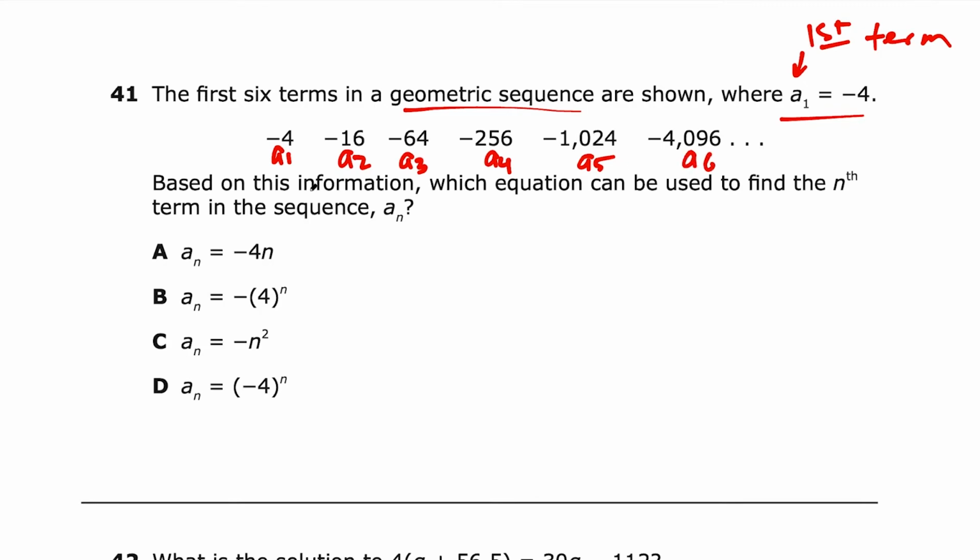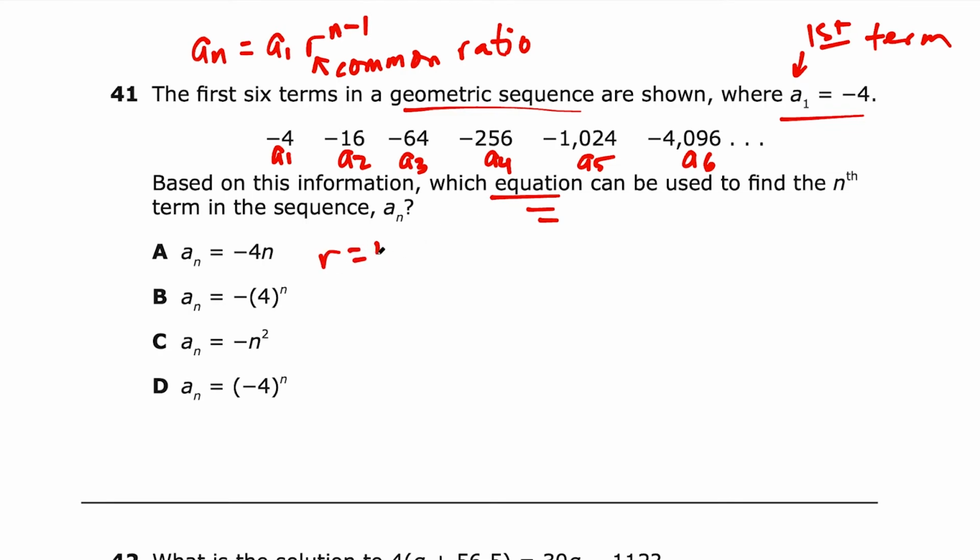And what we're trying to do here is, using this information, which equation can be used to find the nth term in the sequence a sub n. Now, since this is a geometric sequence, we could use this formula that a sub n equals a1 times r to the n minus 1, where r is the common ratio. Now, the common ratio is really just the number that you multiply by to get from one term to the next. So notice, to get from negative 4 to negative 16, I do times 4. And then if I do times 4 again, it brings me here, here, and here. So r, in this case, is equal to 4.